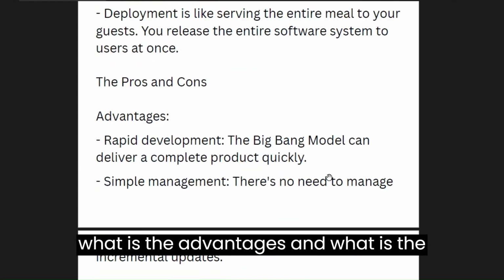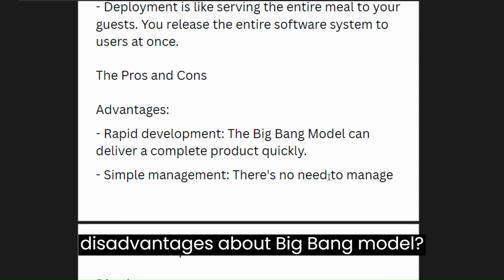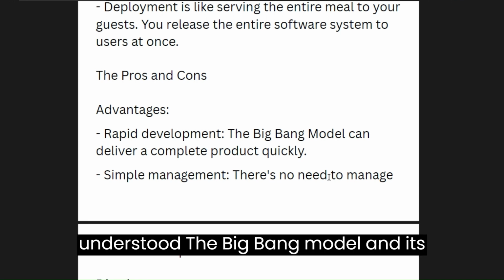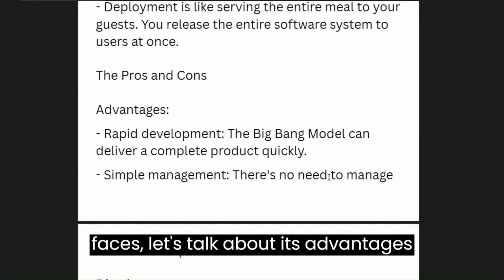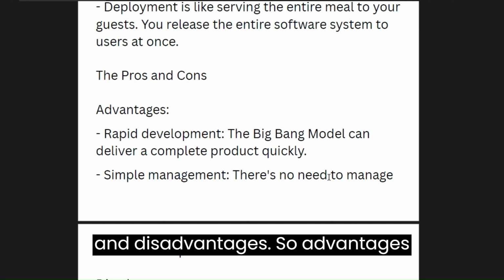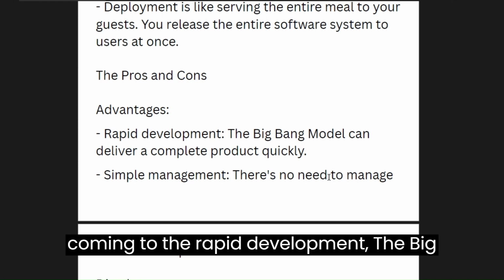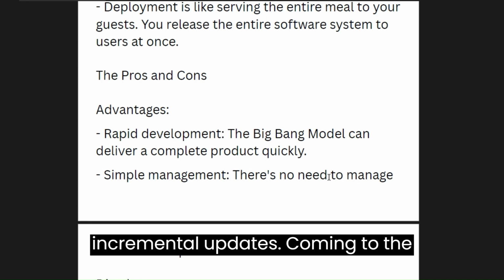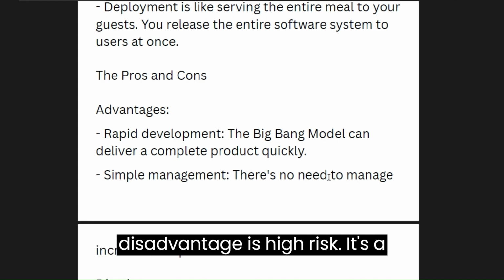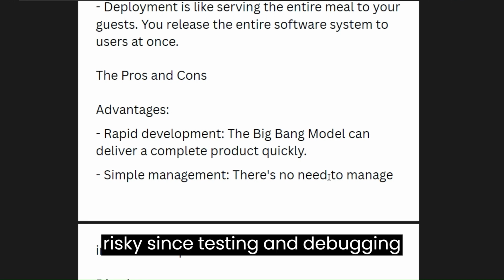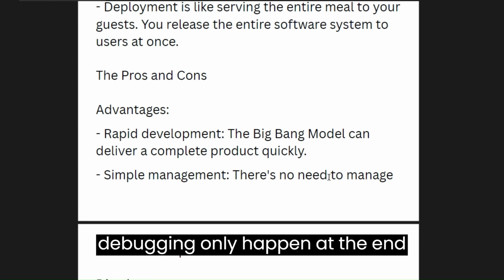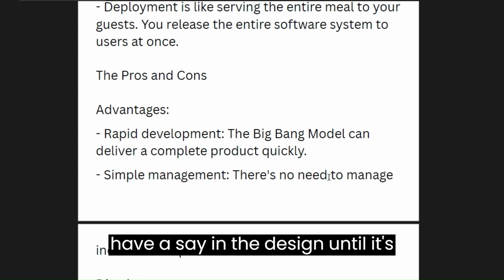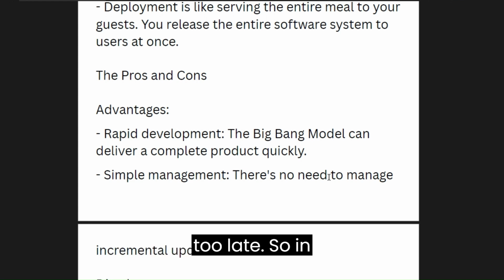So what are the advantages and disadvantages of the Big Bang model? Now that we have understood the Big Bang model and its phases, let's talk about its advantages and disadvantages. Advantages, coming to rapid development: the Big Bang model can deliver a complete product quickly. There is no need to manage incremental updates. Coming to the disadvantages, high risk. It's risky since testing and debugging only happen at the end. Limited user feedback. Users may not have a say in the design until it's too late.